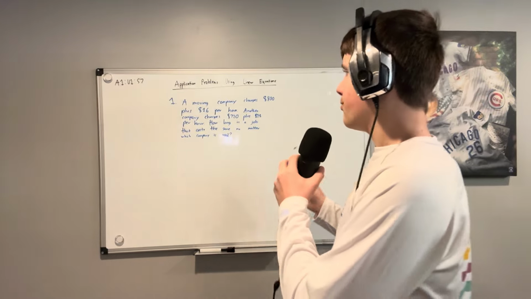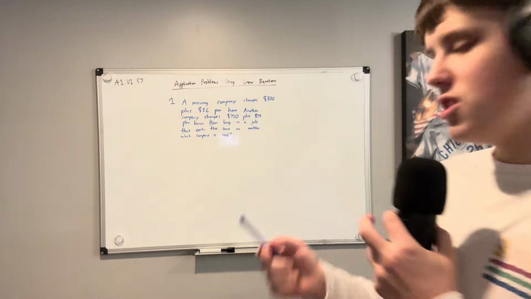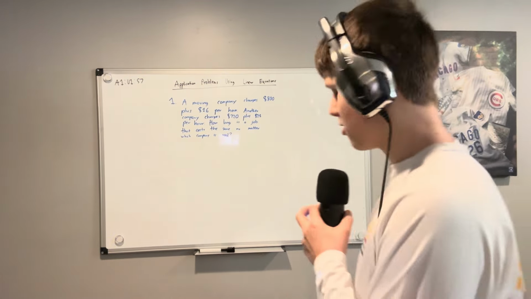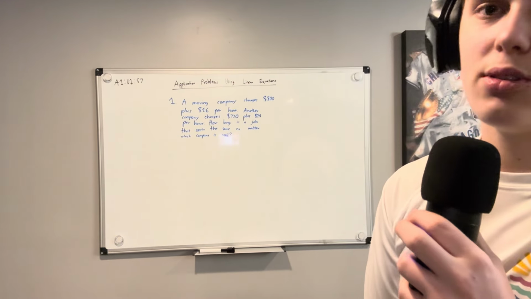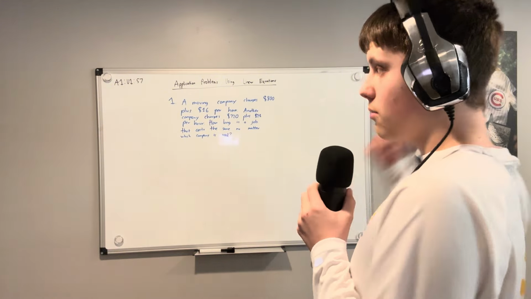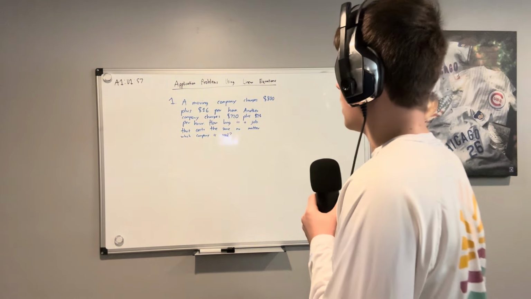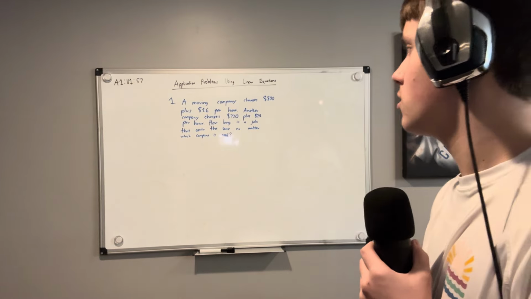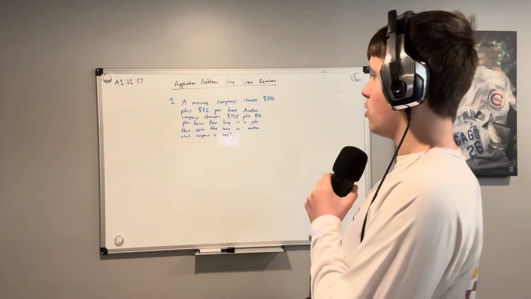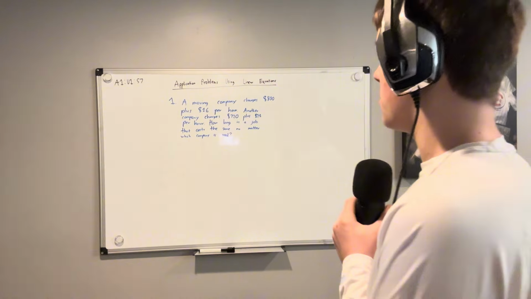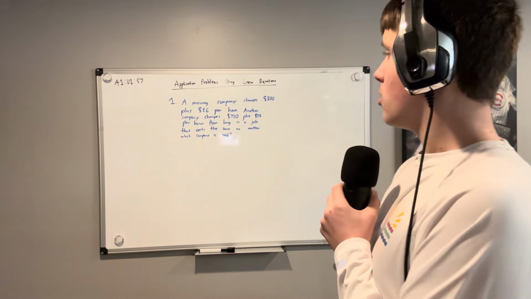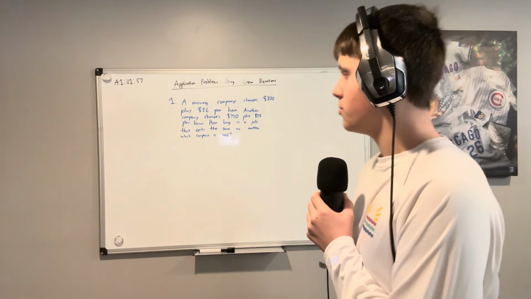Okay, so here's the first problem that we're going to be doing, and I did change to blue since my black marker unfortunately is kind of running out, but that's okay because I can always get some new ones. But anyway, here we go. A moving company charges $800 plus $16 per hour. Another company charges $720 plus $21 per hour. How long is a job that costs the same no matter which company is used?